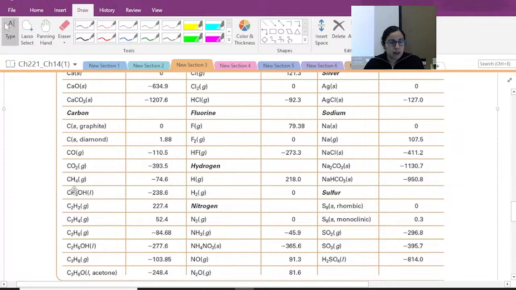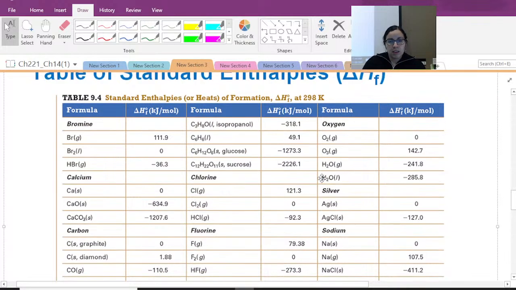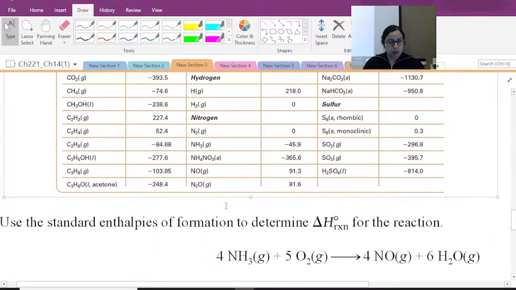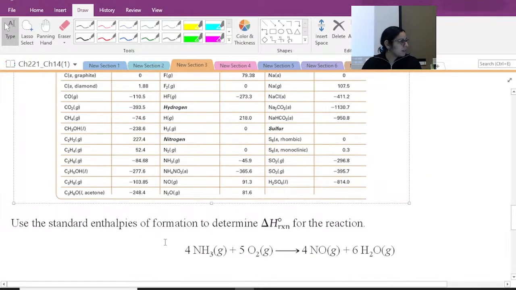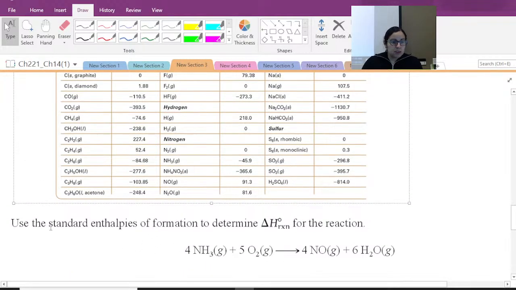And so we can look at other compounds. So, you know, just methanol, we're looking at one, liquid state, negative heat of formation. So just appreciate all of them. So let's see if we can put this into practice then. And so it says use the standard enthalpies of formation to determine the delta H of our reactions, or change in enthalpy for this reaction.